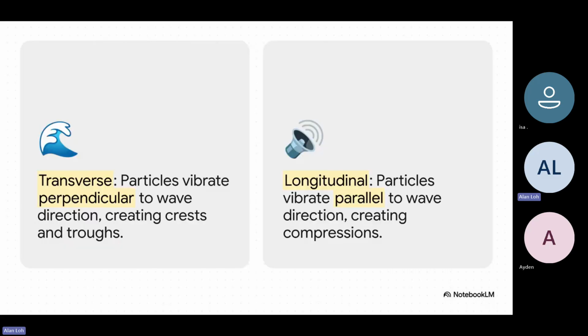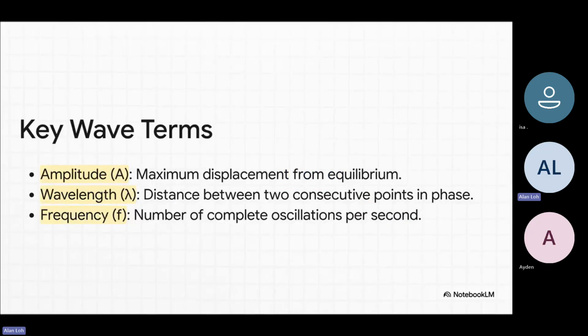That's the whole game. Now, waves pretty much come in two main flavors. First, you've got transverse waves. Think light or ripples on a pond. The particles themselves move up and down at a right angle to the direction the wave is actually traveling. That's what gives you those classic peaks and troughs. Then you have longitudinal waves, like sound. With these, the particles vibrate back and forth in the same direction as the wave. This creates spots where the particles are all bunched up, we call those compressions, and spots where they're spread out, which are rarefactions.